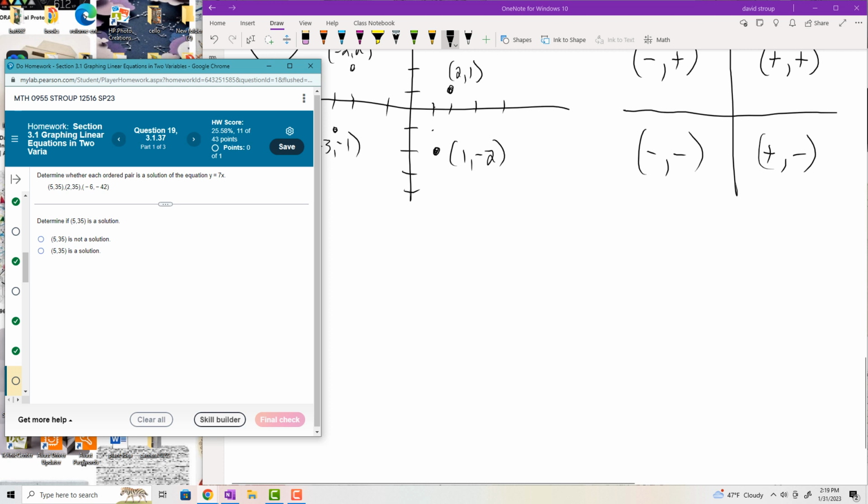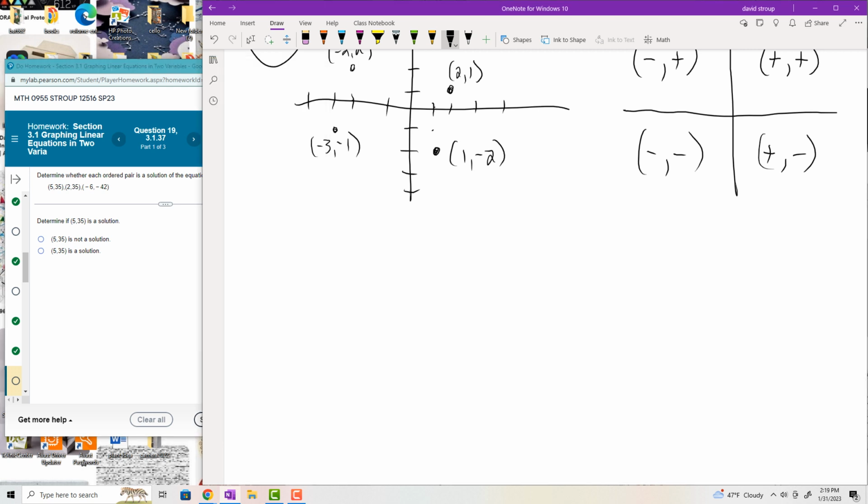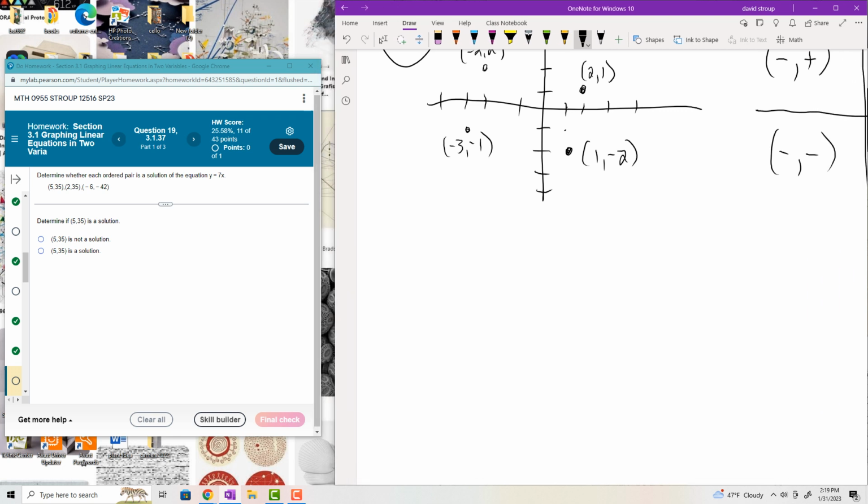Okay, so this next set of problems, what you're doing is a substitution, and then you're seeing if the equation is true or false. So in particular here, number 19, they give you an equation, y equals 7x, and then you're substituting in these ordered pairs and seeing if they work in that equation. Okay. They're getting you set up for graphing eventually, graphing straight lines and stuff like that.